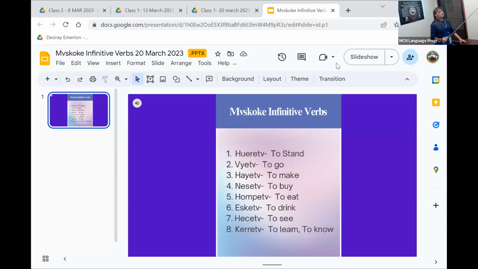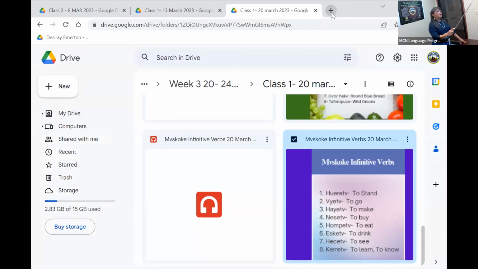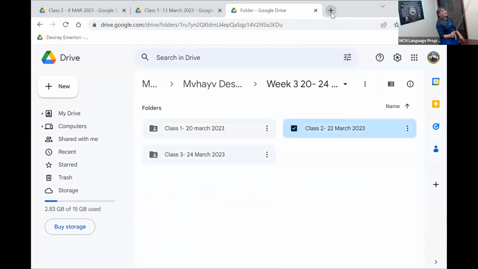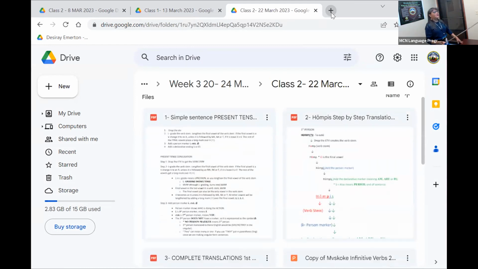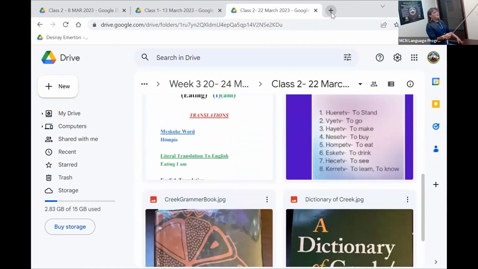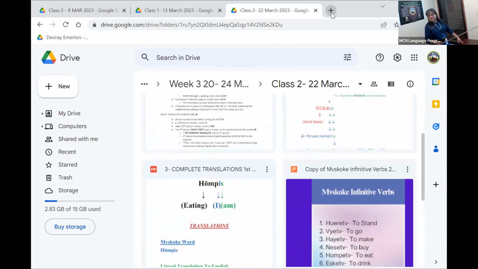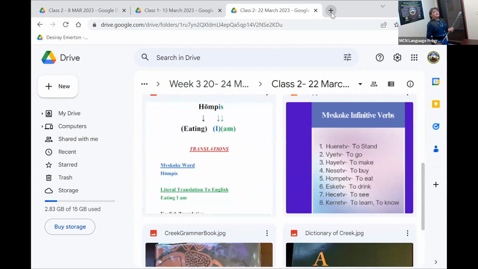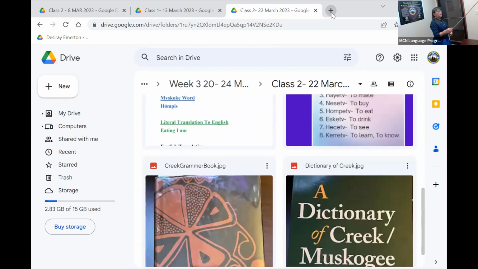So this is one of the words that we will go over, not today, and show how to conjugate it. Today, I'm going to give you the rules and show you the steps to conjugate a sentence. And this is going to be hard because this is all new to us and we're used to English. You see right here, I've put the infinitive verbs on class 2 as well as class 1. It still has the audio, so you can still hear the way it's spoken.